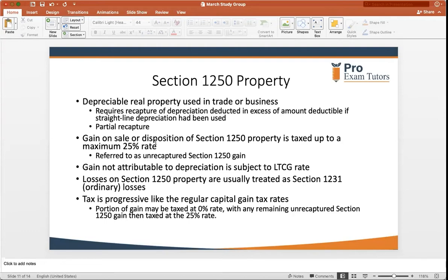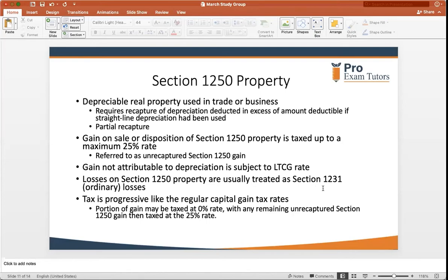We're going to have a gain on the sale, but up to a maximum rate of 25%. And then anything above and beyond our original basis, we're going to get clipped at that 1231 rate, which is going to be our long-term capital gain rate of 0, 15, or 20%. If we do have a loss, then we can actually treat that as a 1231 loss.